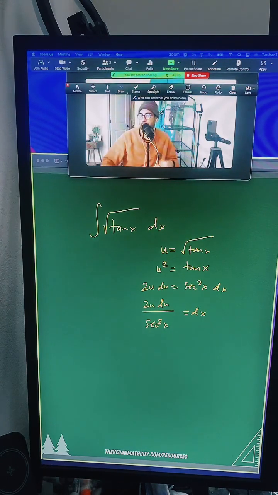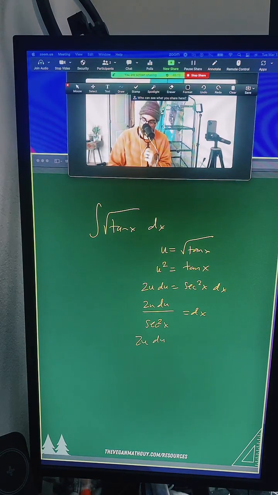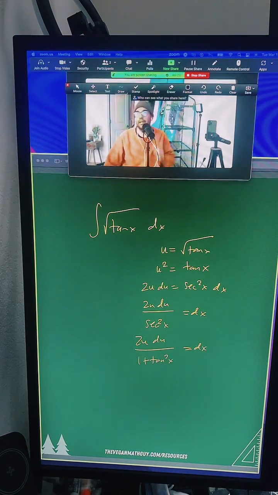But don't forget, one of the things that we can do on the bottom here is that secant squared x is an identity. We can rewrite the secant squared x as 1 plus tan squared x. That is one of the Pythagorean identities. Okay? So just keep that in mind.